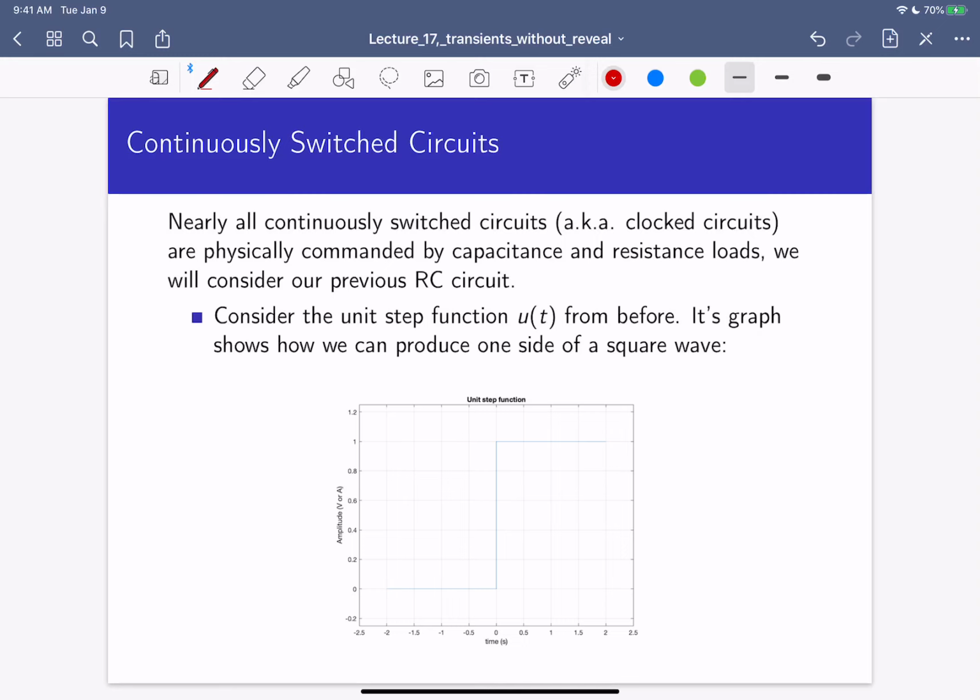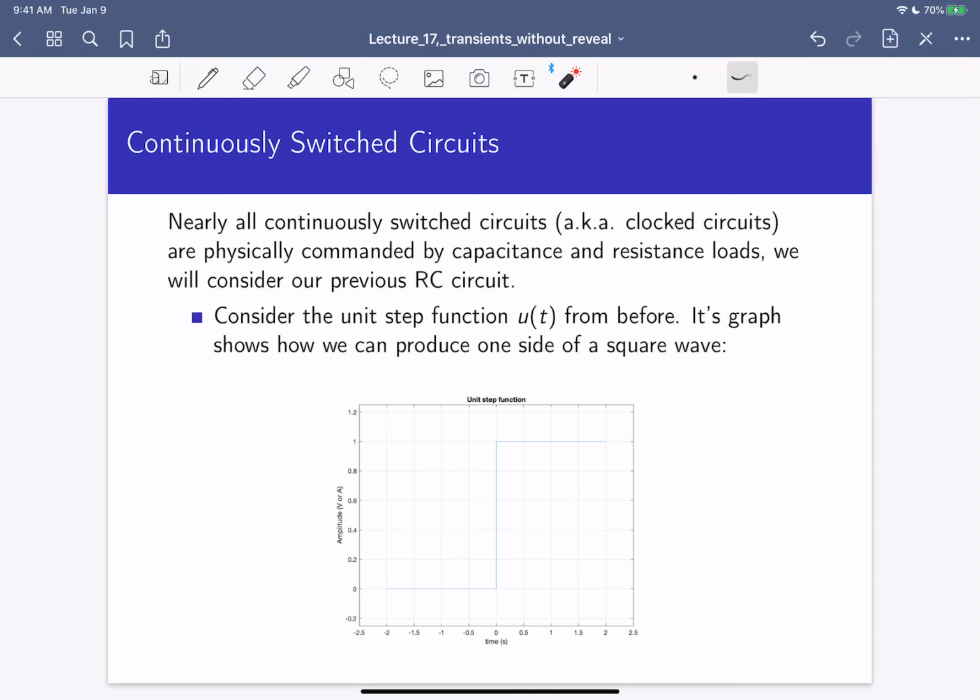So let's consider mathematically first our unit step function that we had before. It's initially 0, and at some time, which we've called 0, it becomes a 1. So that is the unit step function from before. Here it is on a graph. This is showing how you can produce one side of a square wave.